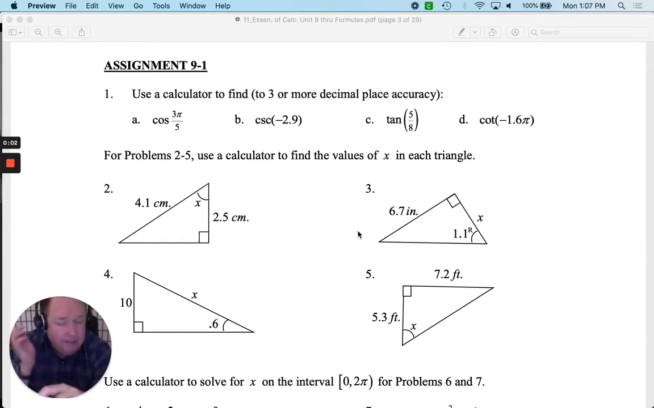All right, assignment 9-1. Let's start. So you need a calculator. So let's start this off. Do you know how to use your calculator? Just make sure. Let me show you.